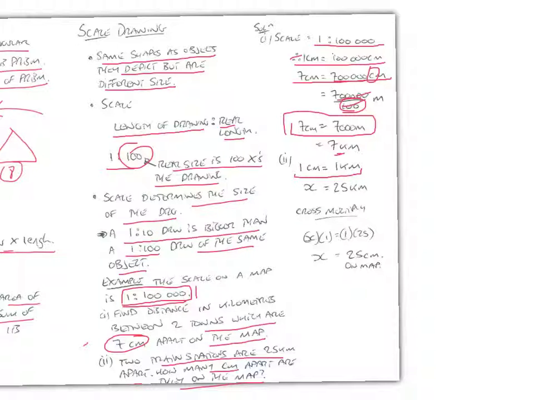Okay, and given that 1 centimetre is 1 kilometre, how far on the map is 25 kilometres? What's that represented by? We just put one over the other, and you cross multiply. So you get x by 1 is equal to 1 times 25. So x is equal to 25 centimetres on the map represents 25 kilometres.